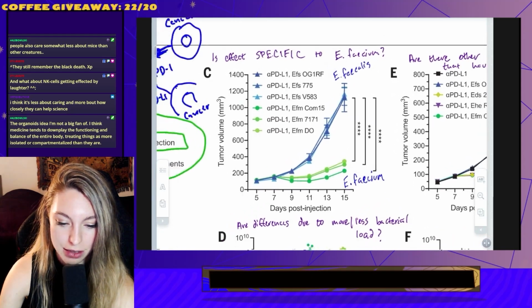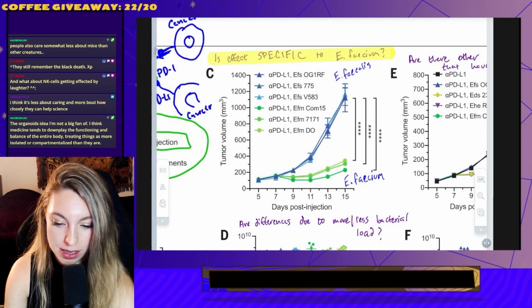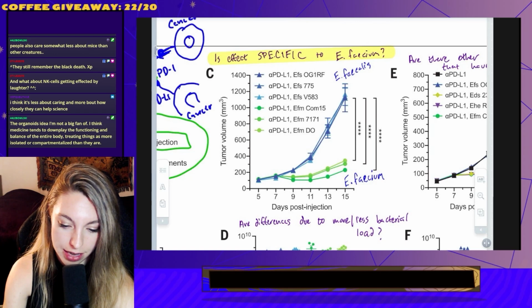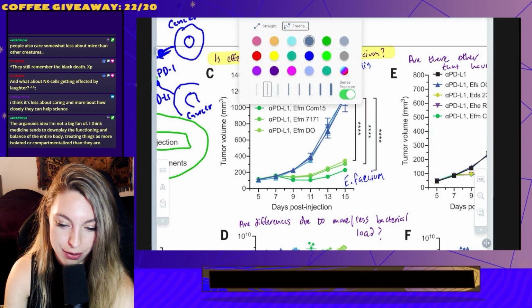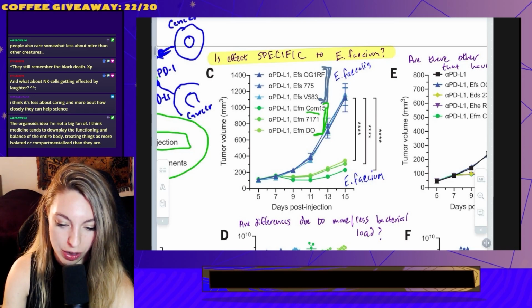Okay, so then they ask a very important question. Is this effect specific to EFM or Enterococcus faecium? So then they test a whole bunch of other bacteria types. So they test E. faecalis, which is related to E. faecium, but it's slightly different. So these are all of the E. faecalis bacteria plus PD-L1. And then they again test the E. faecium bacteria, which are the ones that looked good. So here's COM15 again, and those are all in green.